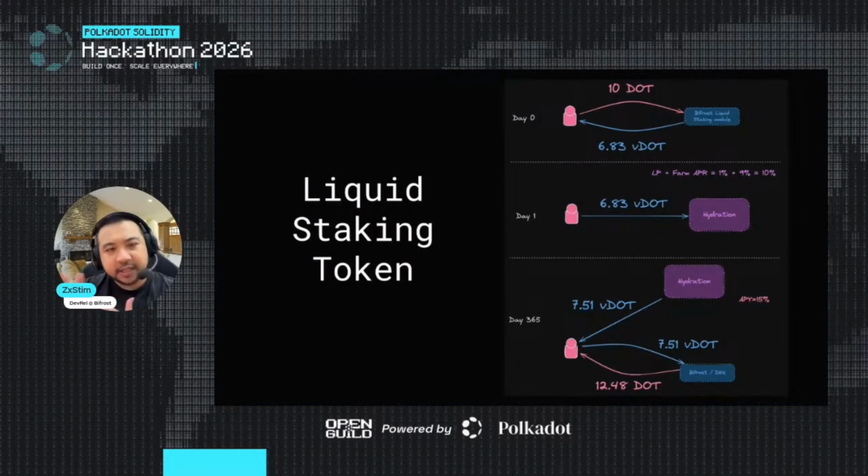Okay, now let's go a little bit deeper on what I mean by more capital efficient, or what the benefit is here, right? How much more can I earn? So I'll give you a simple breakdown over here. Let's say day zero, which is right now. Let's say right now you have 10 DOT, and you go straight to the Bifrost liquid staking module. You deposit it in. This rate is from a while ago, but just use it as a reference. So you take your DOT and deposit it into the Bifrost liquid staking module. You go to app.bifrost.io. You can do this. Your 10 DOT goes in.